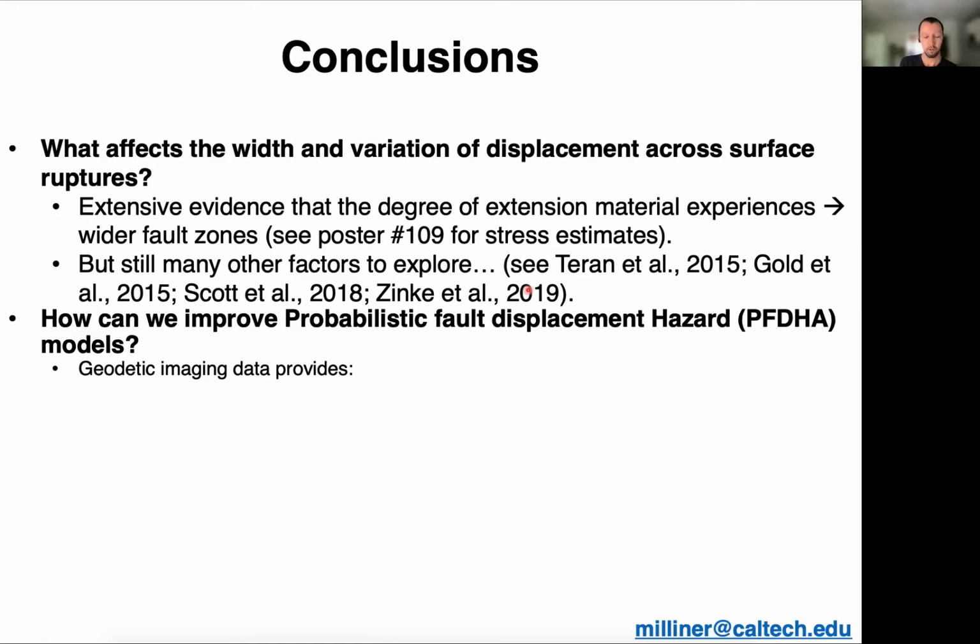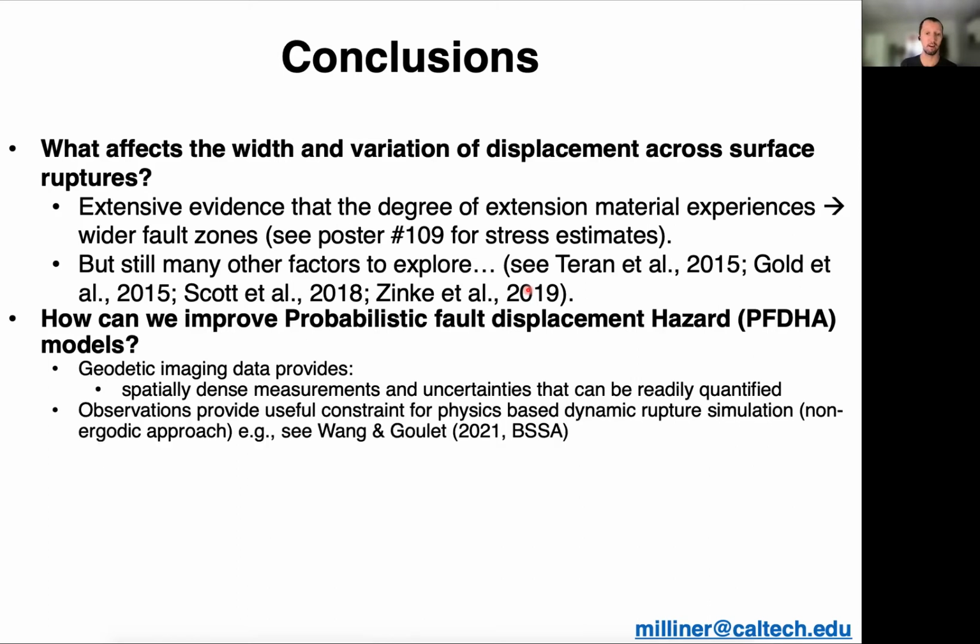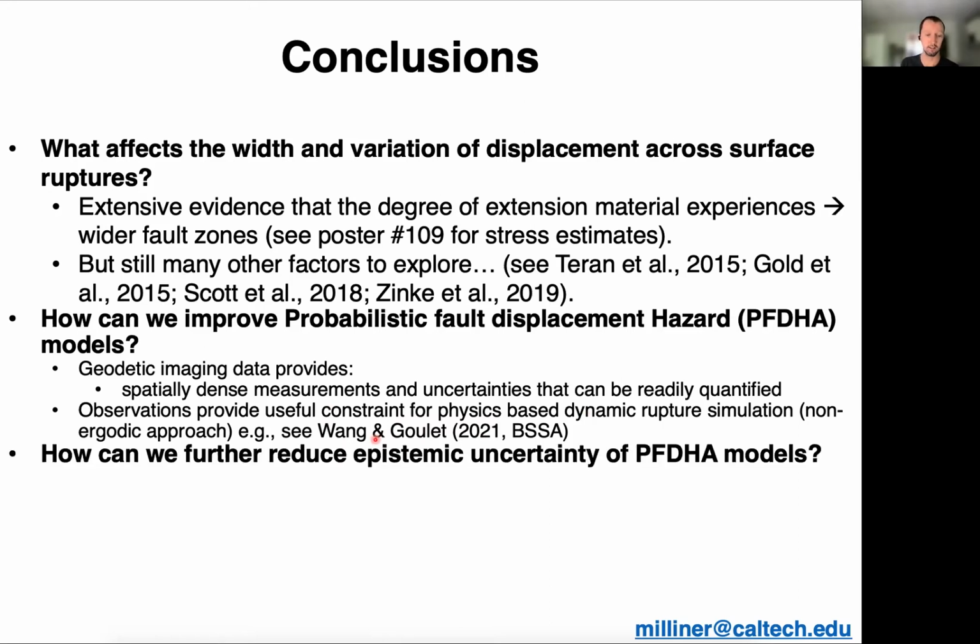We've shown that these geodetic imaging data sets could be useful to provide spatially dense measurements with uncertainties that can be quantified. These observations can also help move towards a non-ergodic PFDHA approach, where these data sets can help provide constraints for physics-based dynamic rupture simulations. The study that just came out by Wang and Goulet did just this exercise.